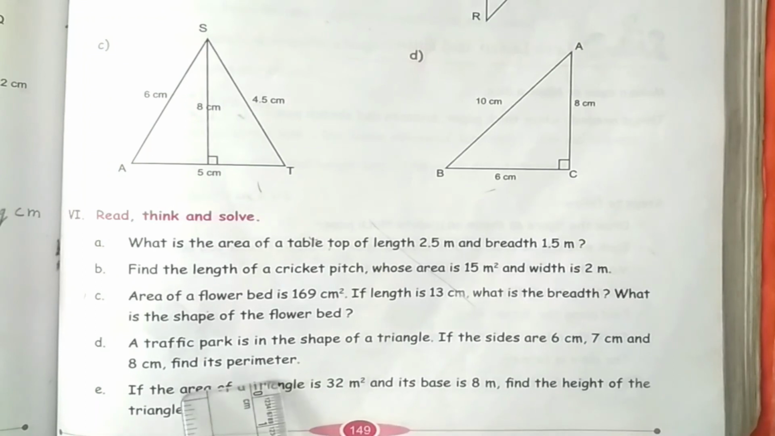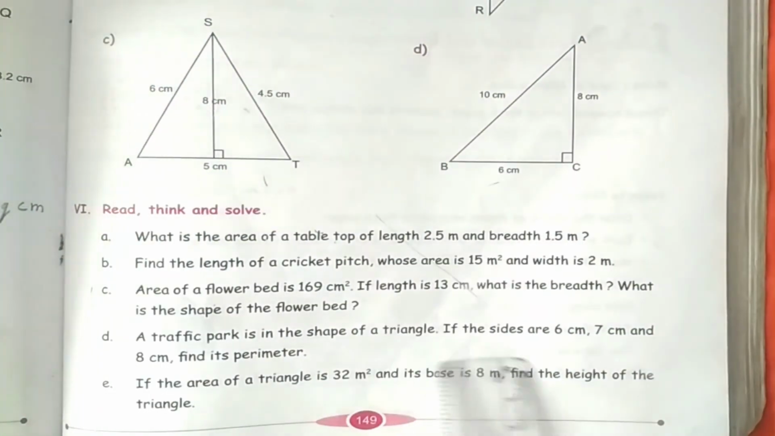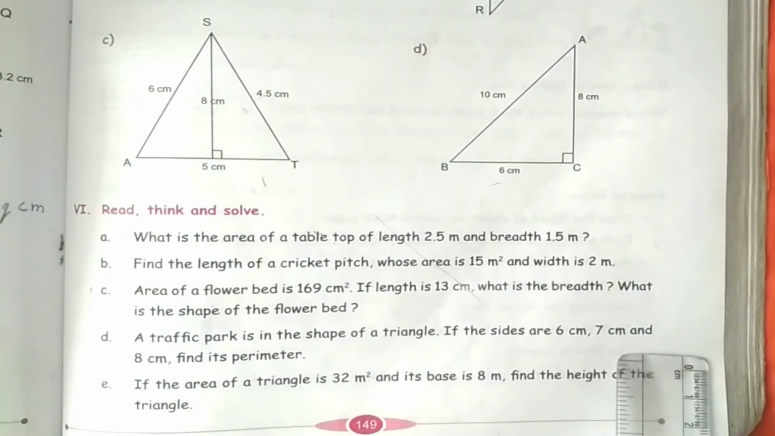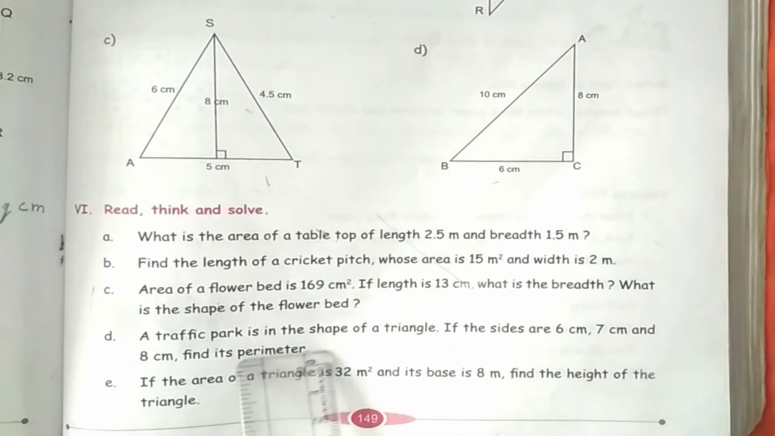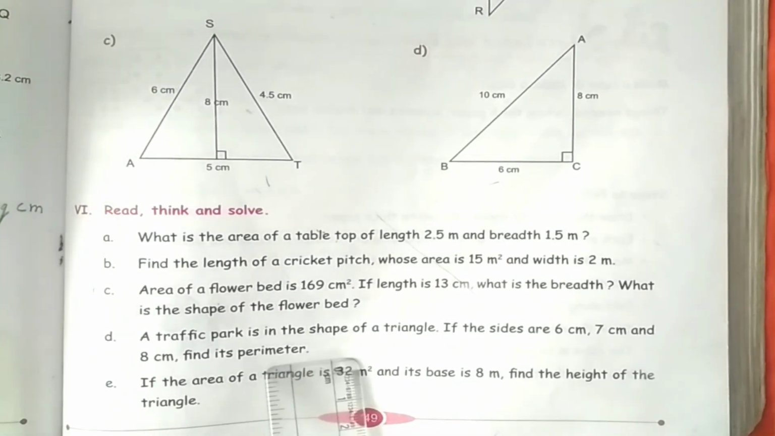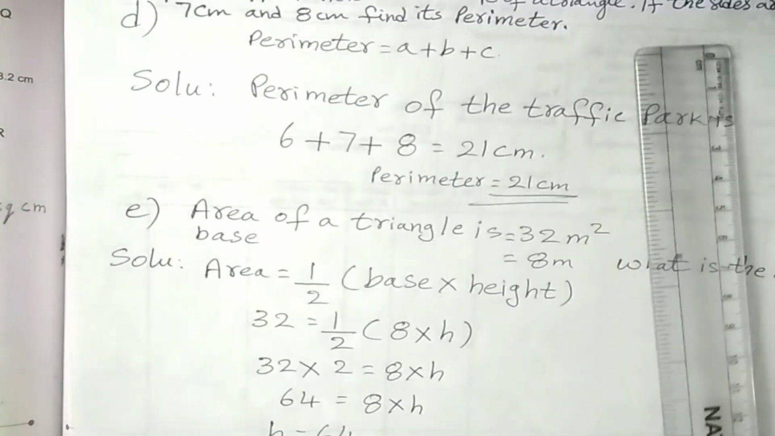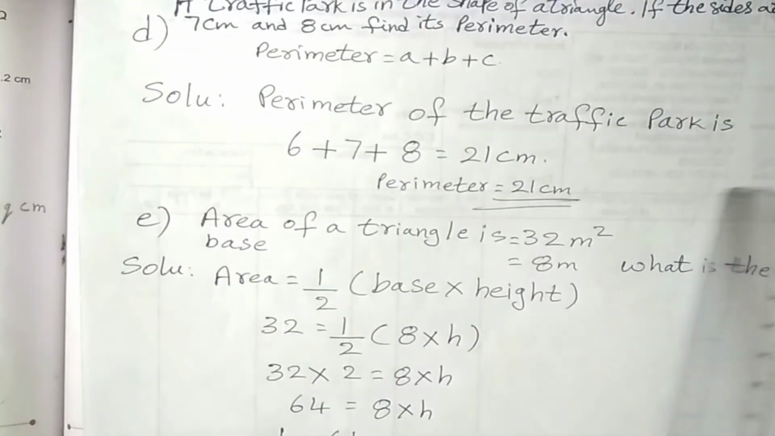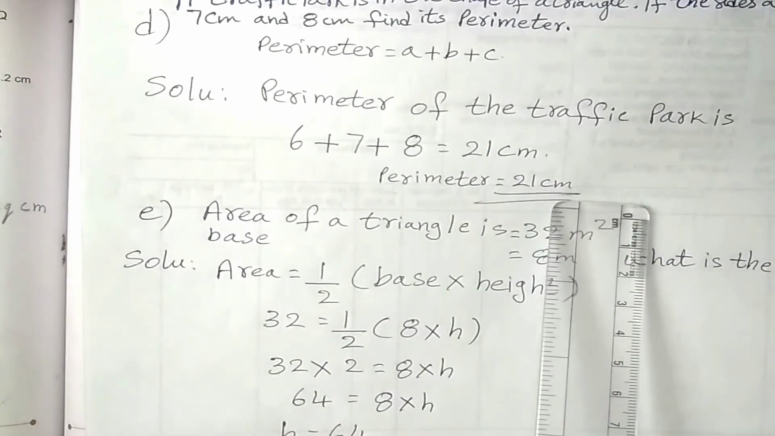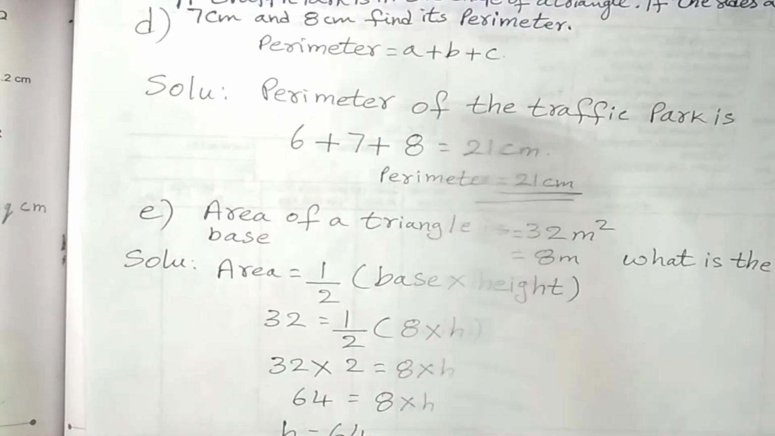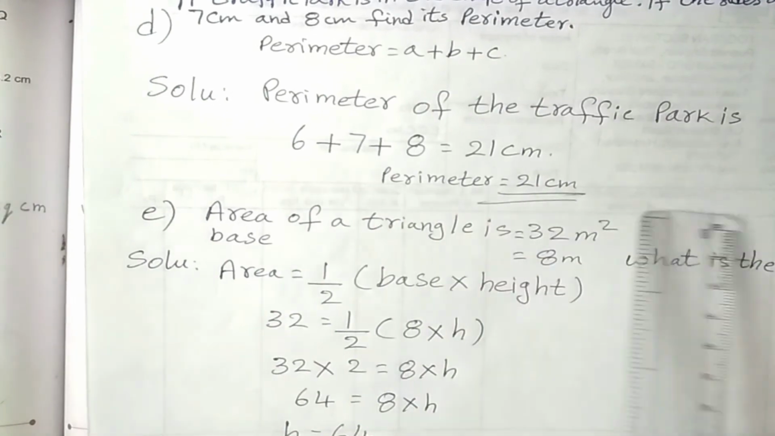Coming to the D bit. A traffic park is in the shape of a triangle. If the sides are 6 centimeters, 7 centimeters and 8 centimeters, find its perimeter. What is the formula for perimeter here? Perimeter is equal to A plus B plus C. So you add all these and you will get the answer as 21 centimeters. This is the solution for D bit. You do it on your own.